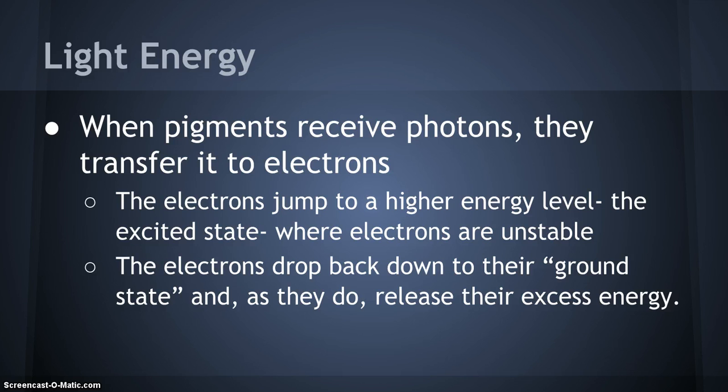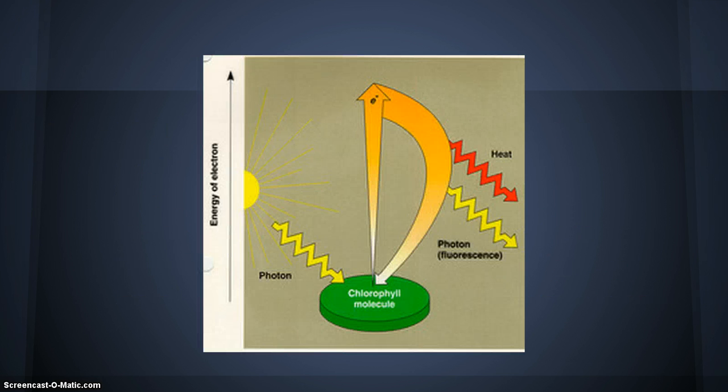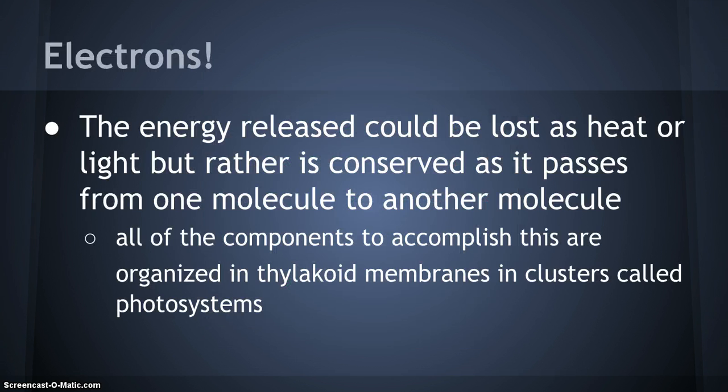So when pigments receive photons, they transfer it to the electrons. The electrons jump to a higher energy level, which is what we call the excited state, where electrons are unstable. The electrons drop back down to their ground state. As they do, they release their excess energy, and thus we're able to make our glucose. So if we look at this here, this is the light energy coming in to the chlorophyll molecule, and some of the energy is actually going to be released as heat, and other energy is going to be released as fluorescence. So when you see a really bright color, that's due to that other energy.